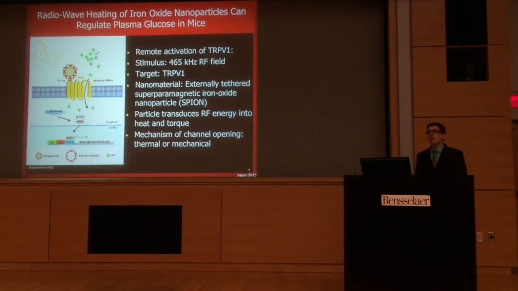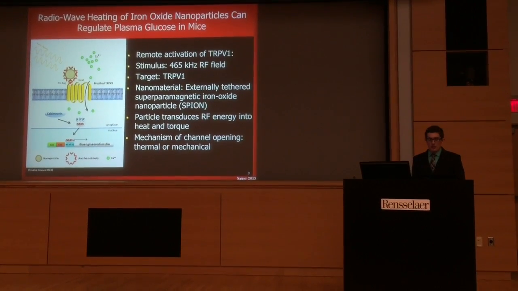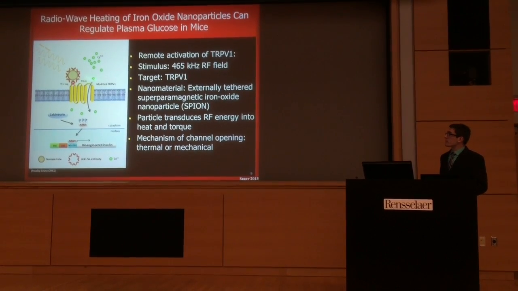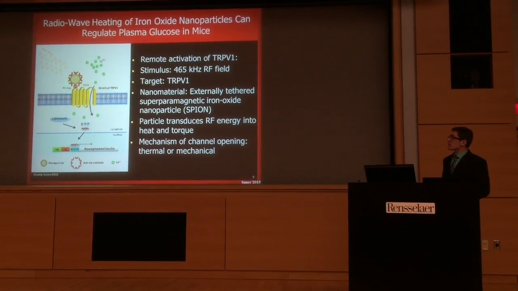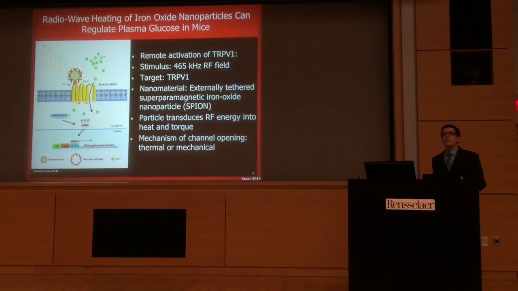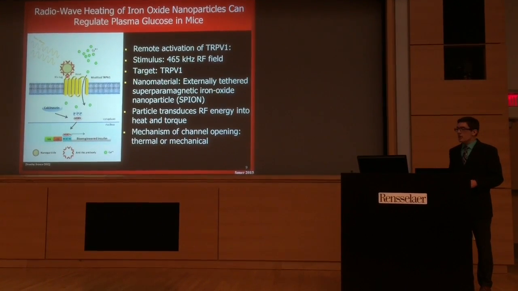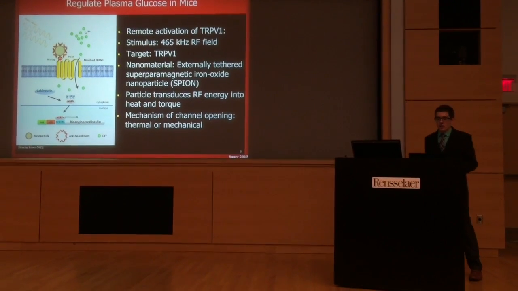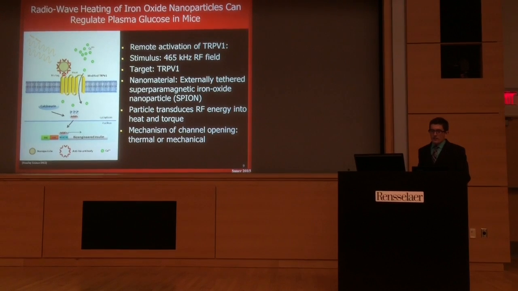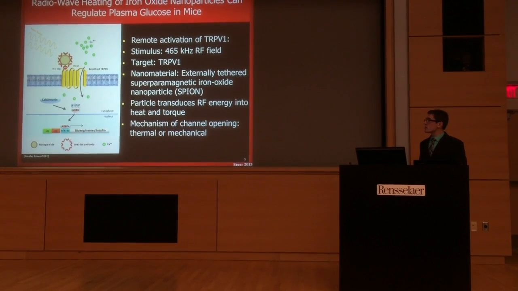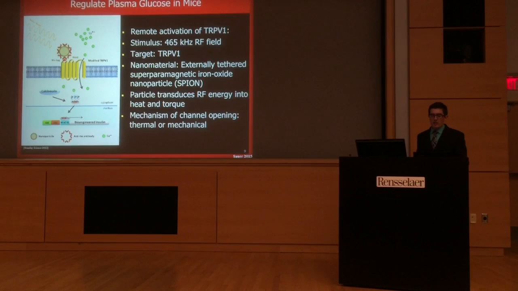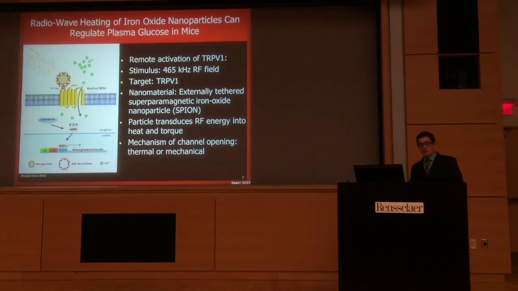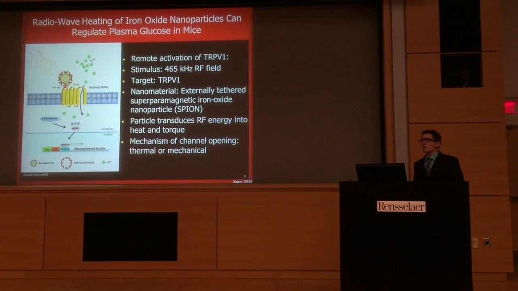In 2012, our group, in collaboration with the Friedman Lab at Rockefeller University, developed this system where an externally tethered magnetic particle is tethered to the TRPV1 ion channel, and in the presence of a 465 kilohertz RF field, can be gated, allow calcium in, and promote transcription of a calcium-sensitive gene construct. The RF imparts energy to the particle, which is then transduced to the channel in the form of heat and torque. And the mechanism proposed in the paper was thermal, and we're going to go into what may be at play there.